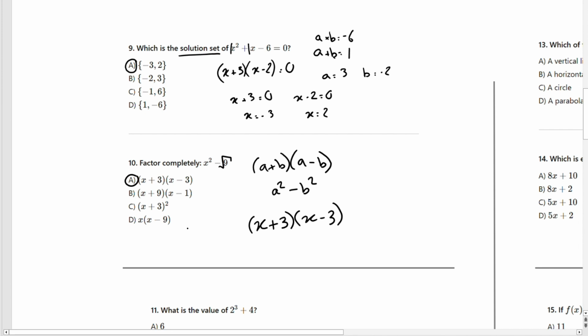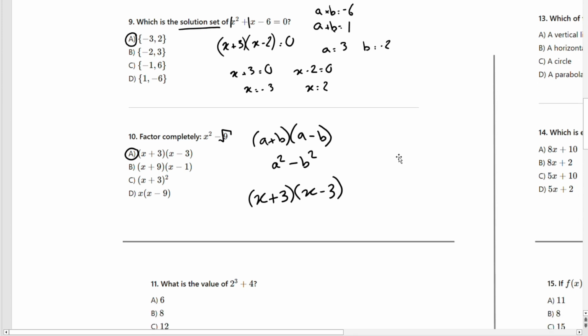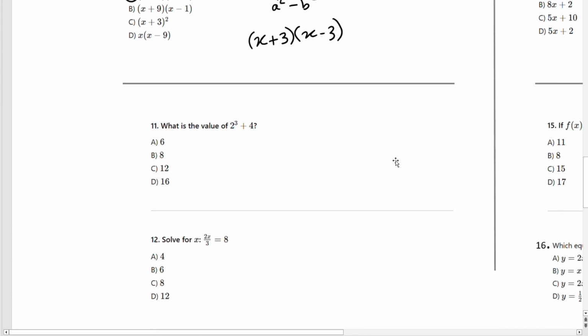By the way, going back to number 9, I just wanted to say the other way is to complete the square, which is just to divide this one over here in the middle by 2 and square it. But that would take a very long time, and I think this one's easier if it actually works.